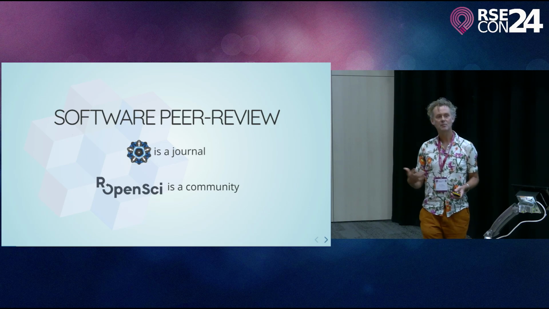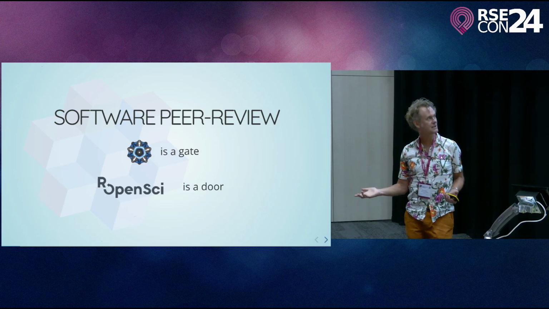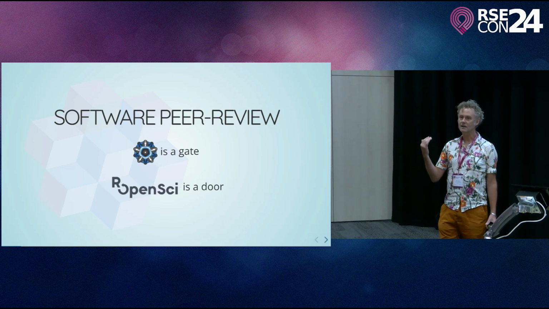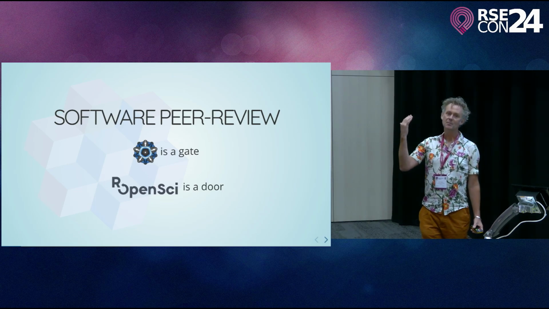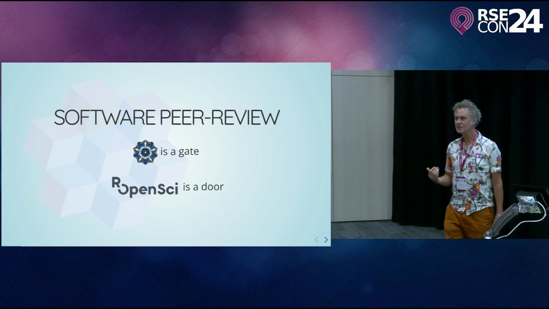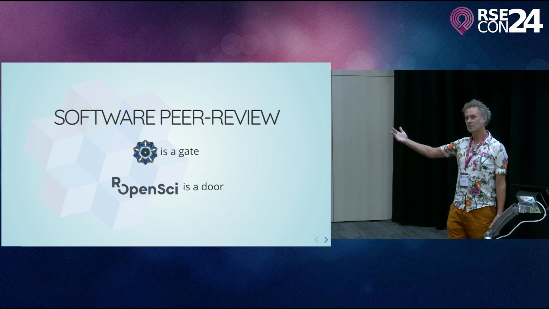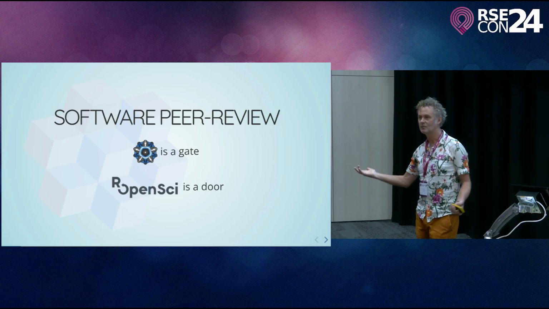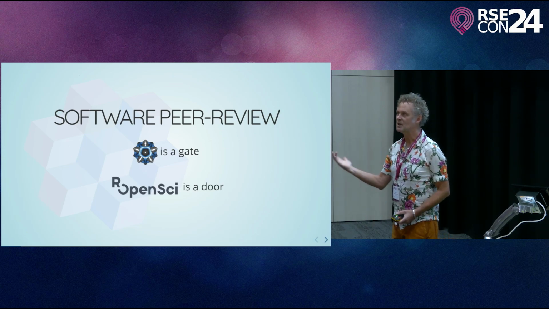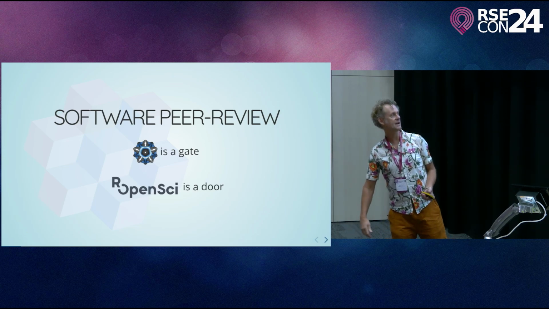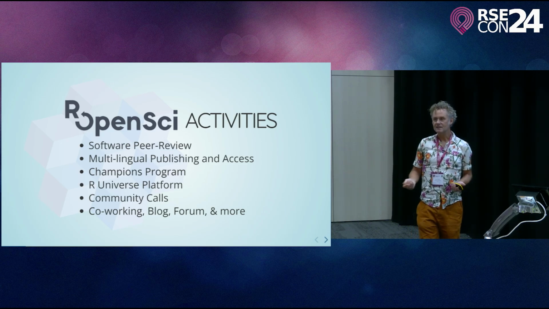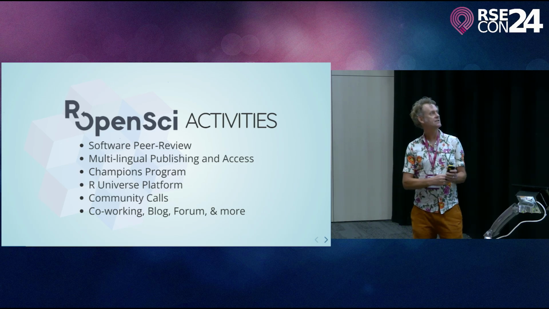Or for people who like to think in more metaphoric terms, you could almost say that JOS is like a gateway, parallel to a more conventional academic publisher, that you walk through the gate and you have your publication on the other side of it, and rOpenSci is more like a doorway into a welcoming community that exists beyond the moment of publication with rOpenSci. These are some of the other activities that rOpenSci engages in beyond just the software peer review.